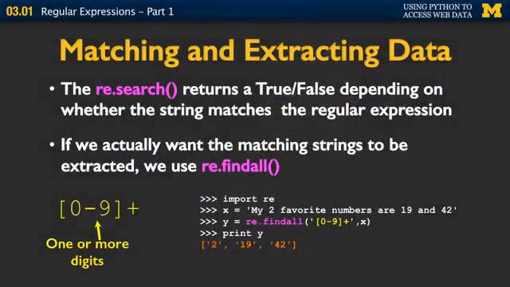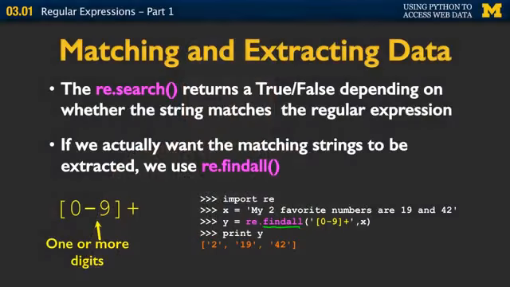And find all is another method within the regular expression library that says go through this string I'm looking at and find all the substrings of that string that would match my regular expression. So just to express roughly what we're doing here, here's the string we're looking at, and we're saying, dear regular expression, find me any string that's one or more digits and give them back to me.